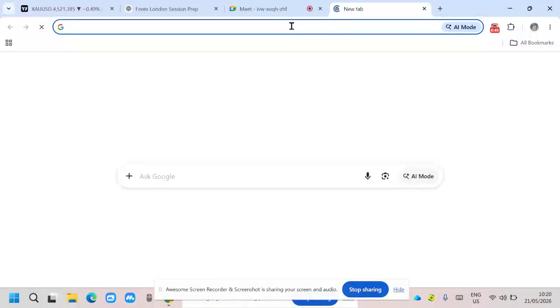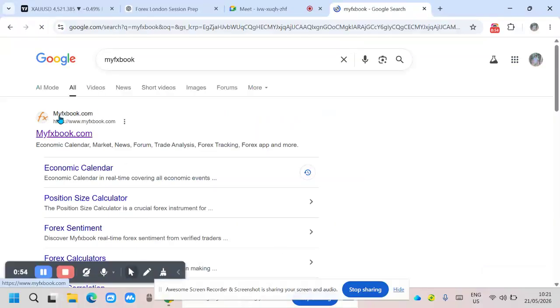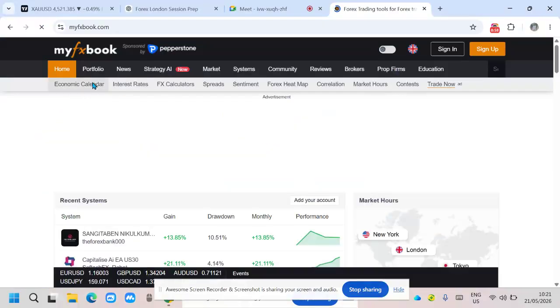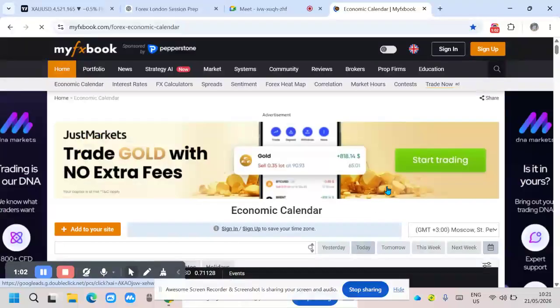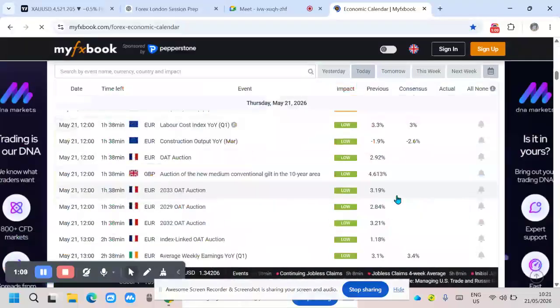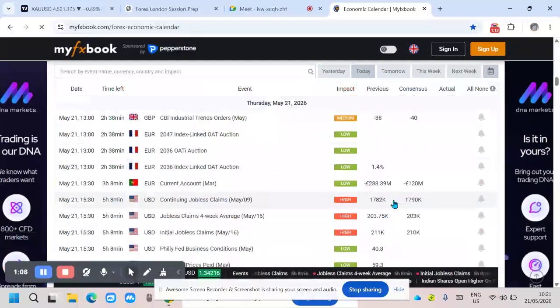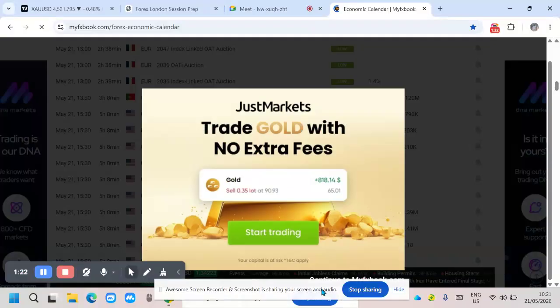So in the first place, I always want to come to my Forex book, my FX book, and check the news today. We check the economic calendar. We see today. So we saw this week we don't have a lot of high impact news. So what is this?